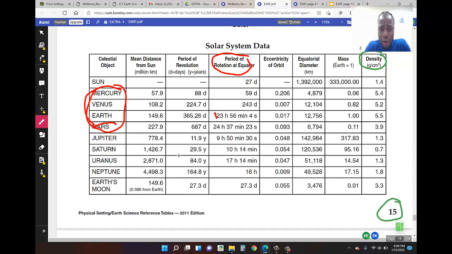Then after Earth is Mars, that will be our number 2. Then next in rotation is Mercury. Mercury takes 59 days to complete one rotation. Slow guy. And then Venus takes 243 days to complete one rotation. Whoa, really slow. So it's Earth being the fastest, and then followed by Mars, then Mercury, and lastly Venus.